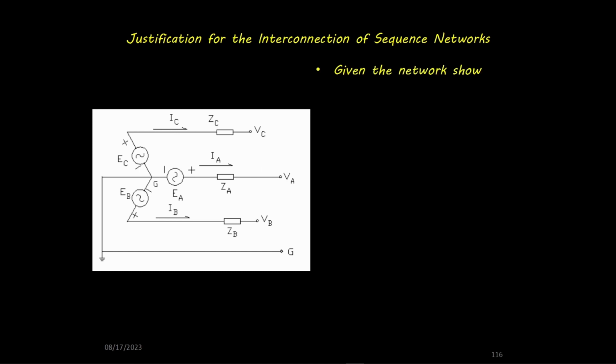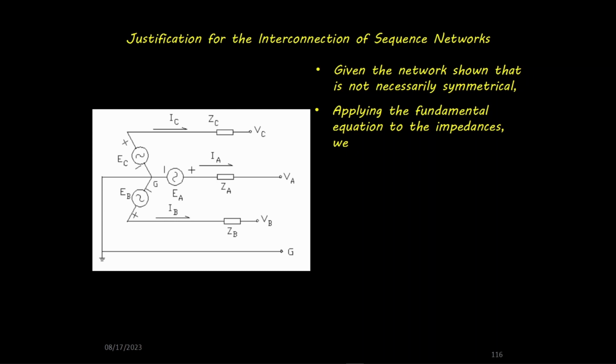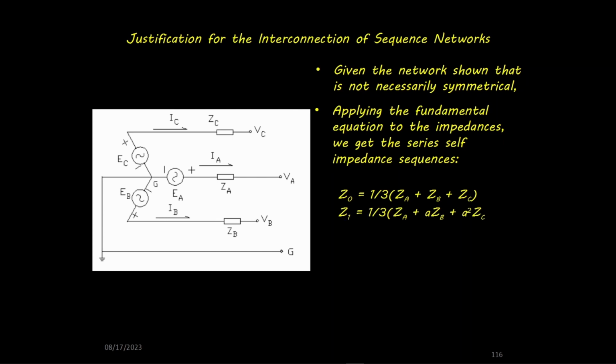Given the network shown, that is not necessarily symmetrical, applying the fundamental equation to the impedances, we get the series self-impedance sequences. Z0 equals 1/3 times the quantity ZA plus ZB plus ZC. Z1 equals 1/3 times the quantity ZA plus A times ZB, plus A squared times ZC. Z2 equals 1/3 times the quantity ZA, plus A squared times ZB, plus A times ZC.